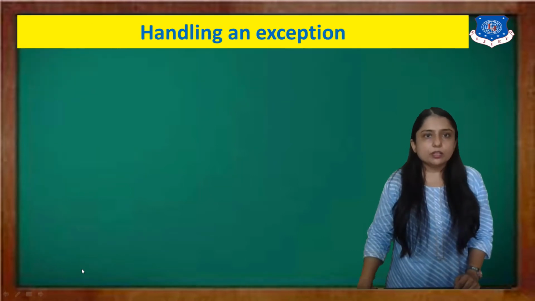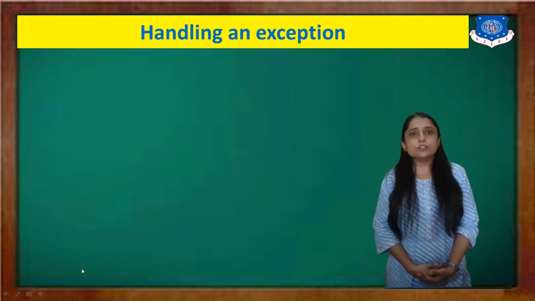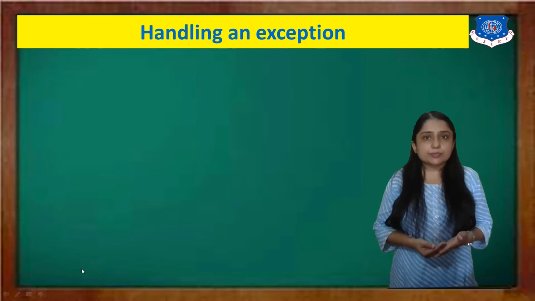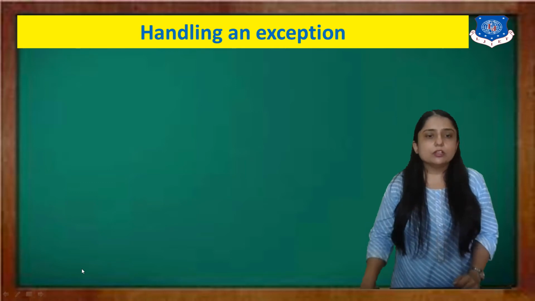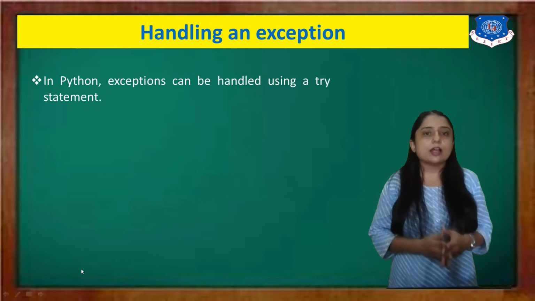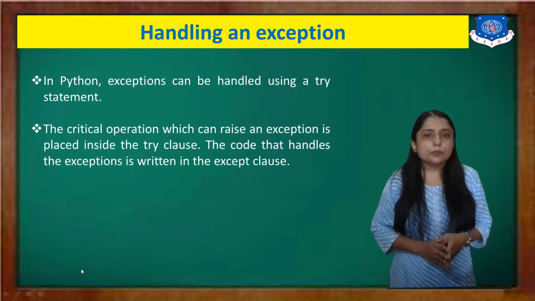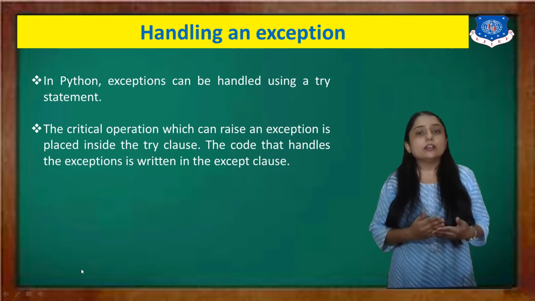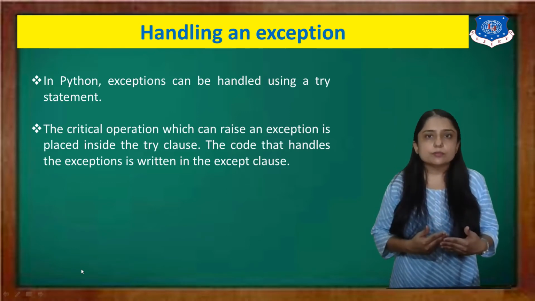Now, next, how can we handle this kind of exception? Now we know the difference between a syntax error and an exception. But if any exception occurs in my program, how can I handle it? For that, in Python, exceptions can be handled using the try statement. The critical operation which can raise the exception is placed inside the try clause, and the code that handles the exception is written in the except clause.